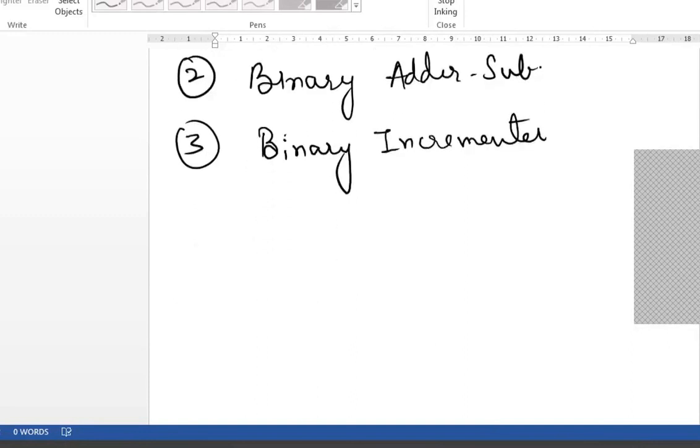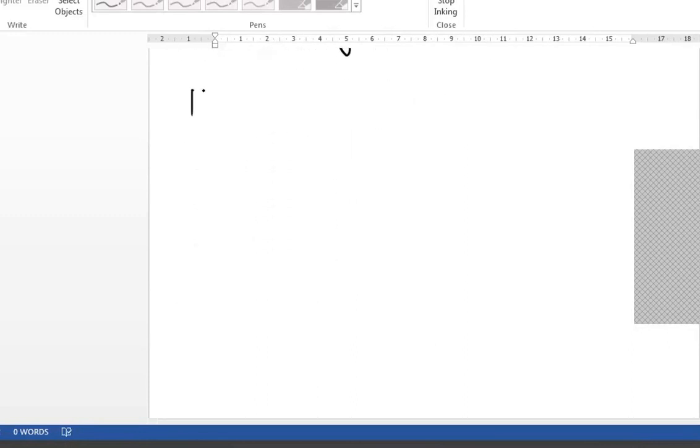Let us first start off with the binary adder. Do you remember the circuit? How do I design a binary adder? What will I need? Which components would I need to design a 4-bit binary adder?